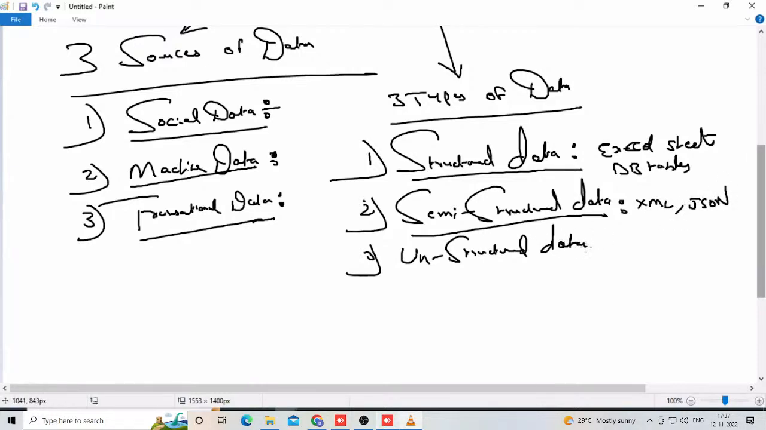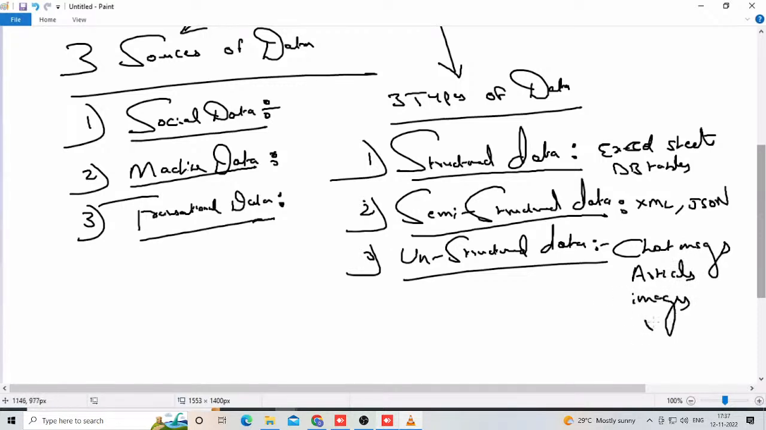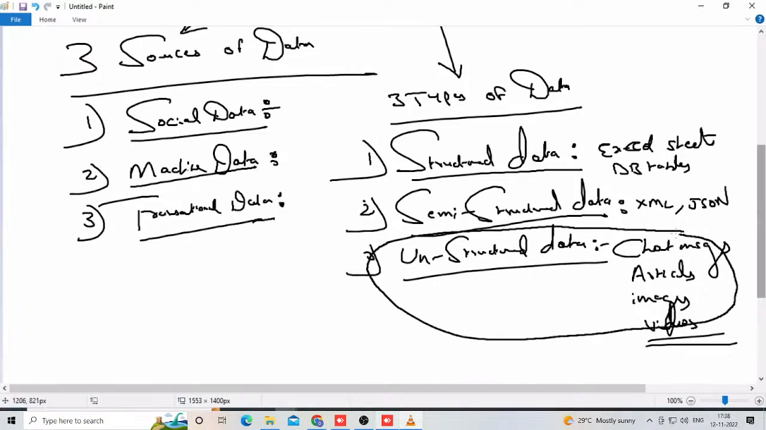All this comes as semi-structured, right? Unstructured data is like short messages, articles, images, videos, all this comes as unstructured. So the biggest challenge today is that most of the data we see is in unstructured format. We need to store and process this unstructured data, but databases can handle only structured data. Hadoop can store and process all varieties of data: structured, semi-structured, and unstructured.